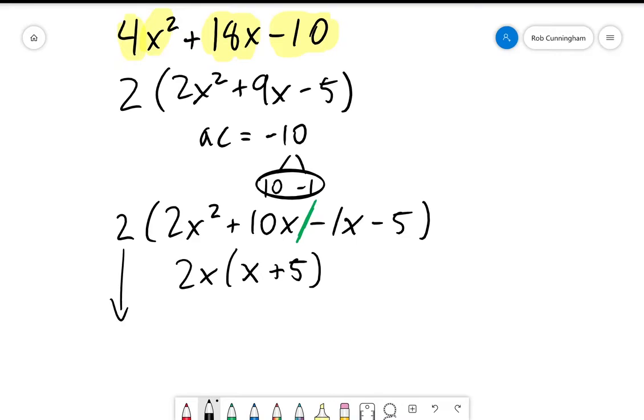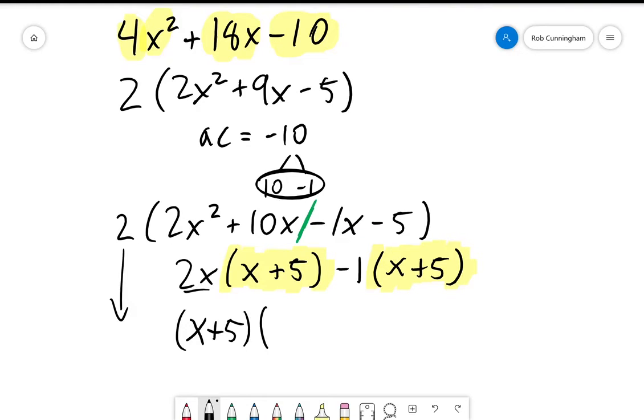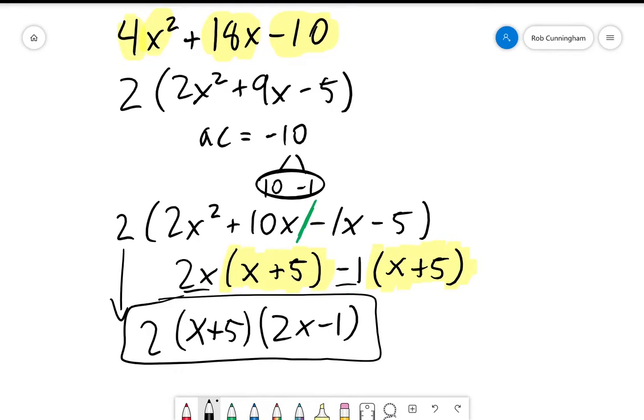From this second side, I can factor out a negative 1, leaving me with positive x plus 5. I can see that my two parentheticals match, which means I'm on the right track. I factor out the x plus 5, and I'm left with everything that's left, 2x minus 1, and don't forget that 2 is still there. No problem. That was example 2.